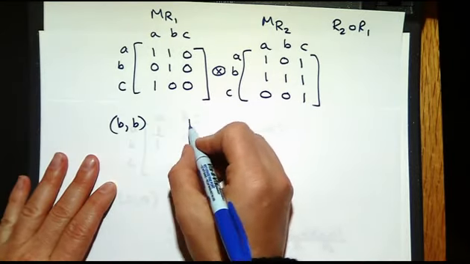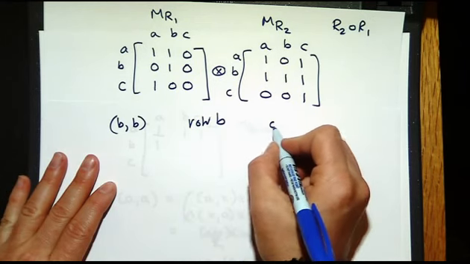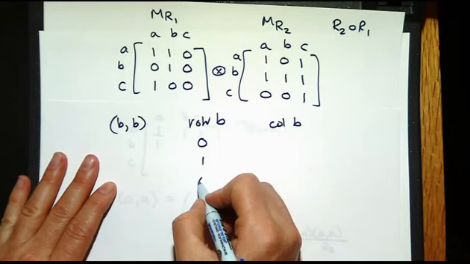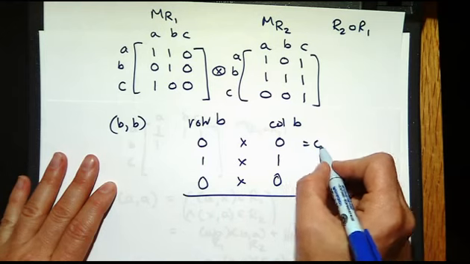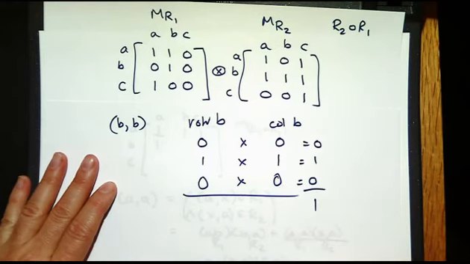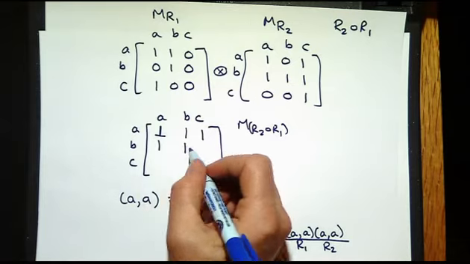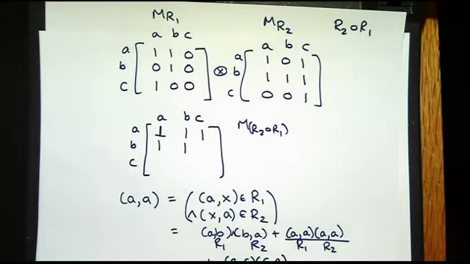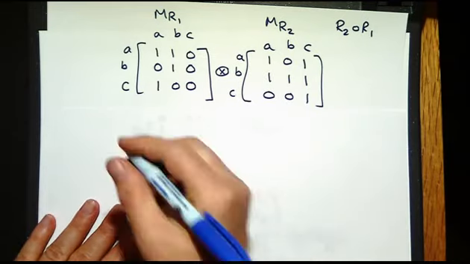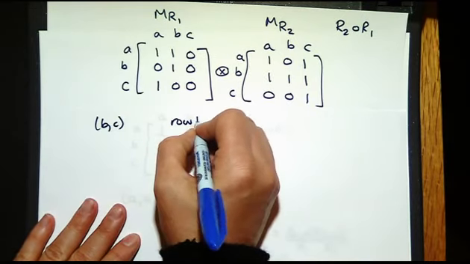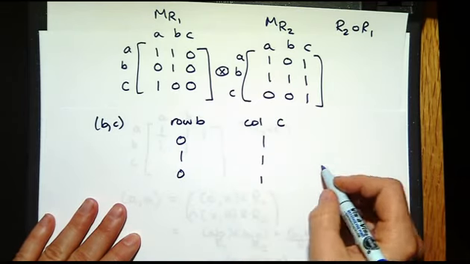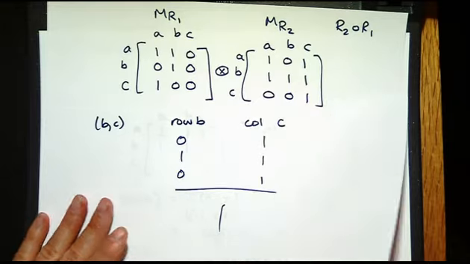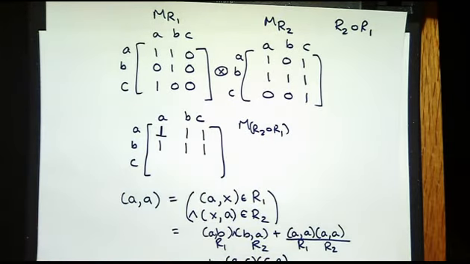So BB, we have to try row B from R1 and column B from R2. Well, we still get a 1. So multiply each of those, OR them together, you get a 1. All right, so now we want to get BC. We have to do row B and column C. Yet another 1. Okay, we're going to get a 0 on this one.